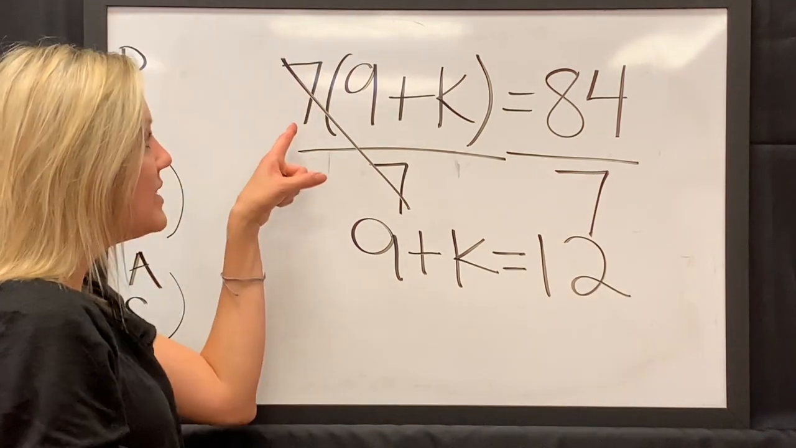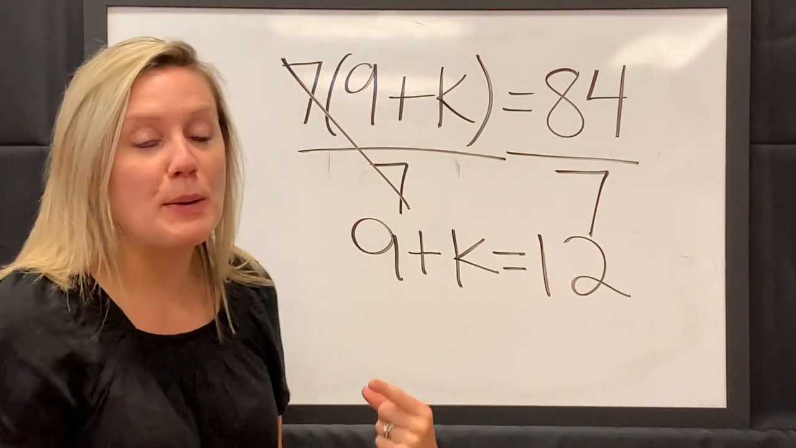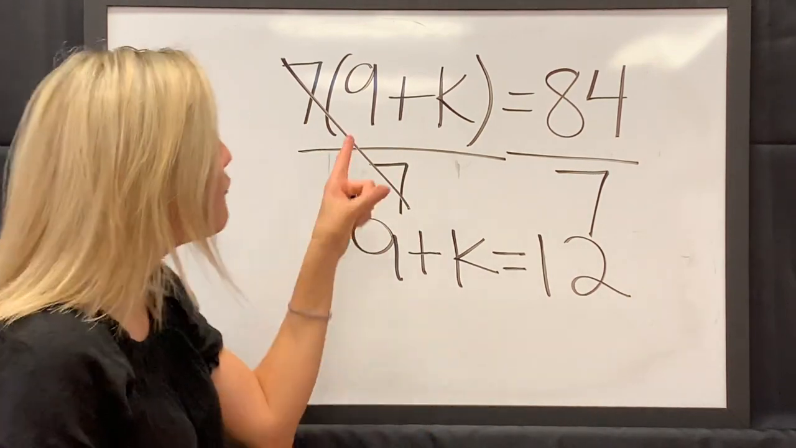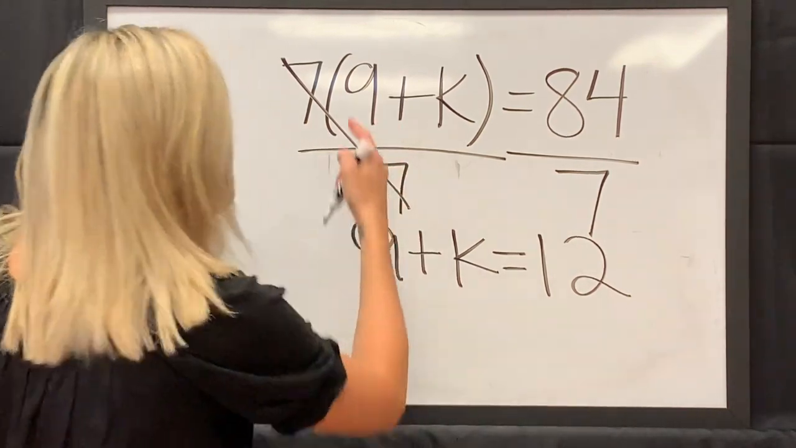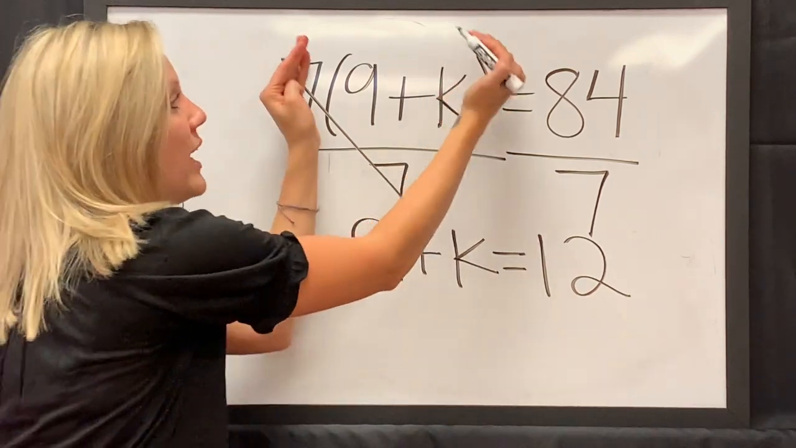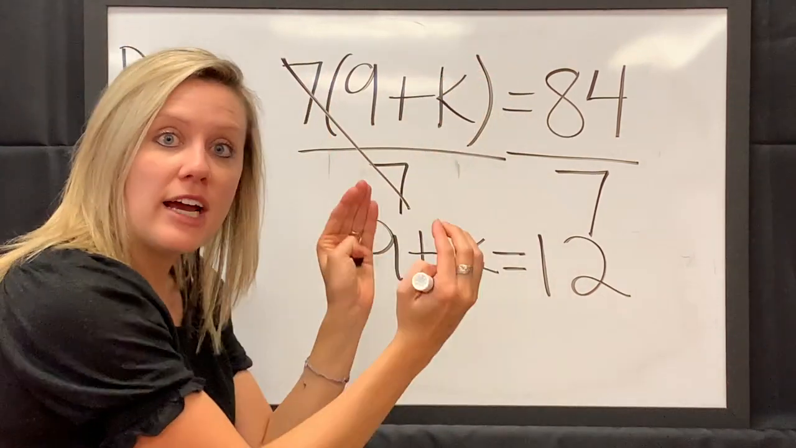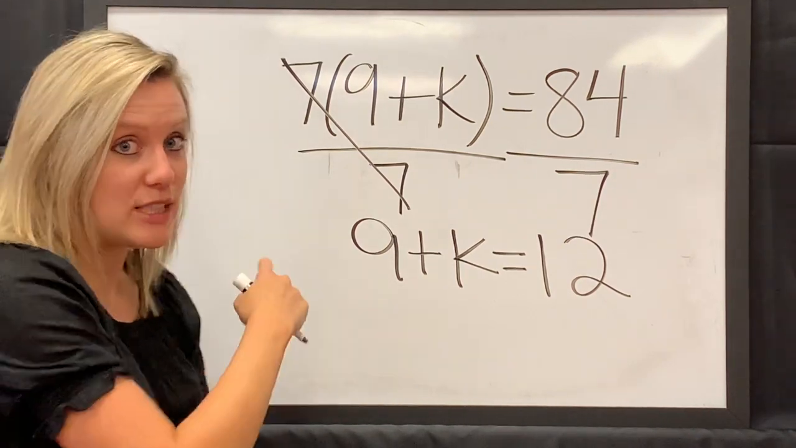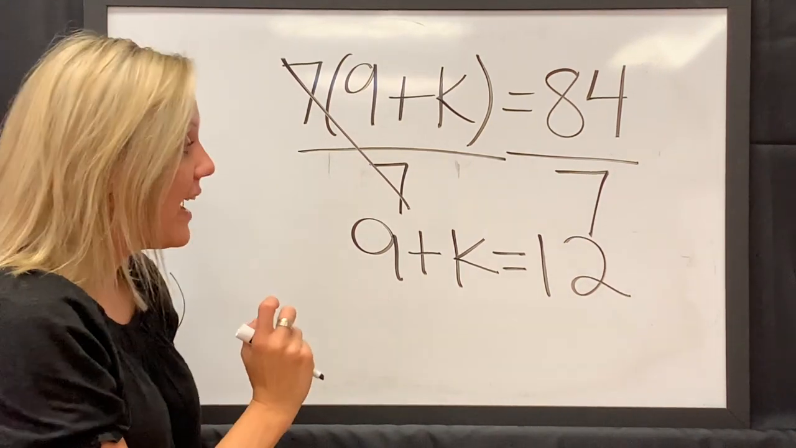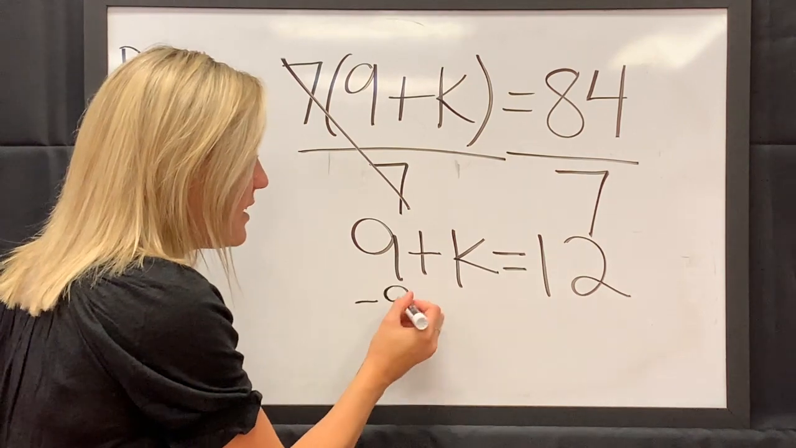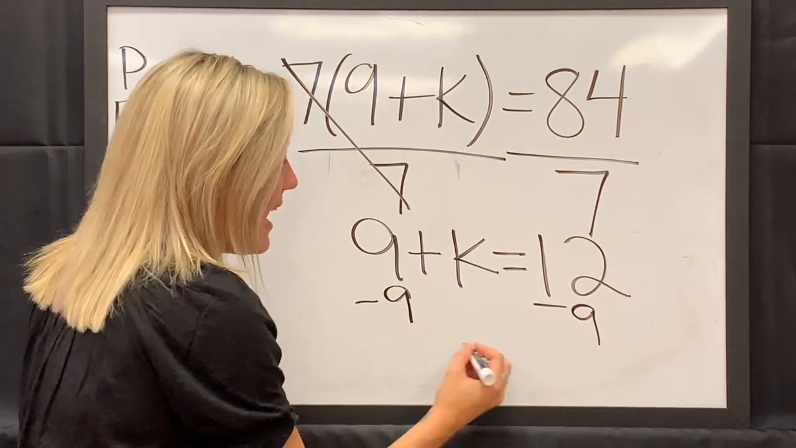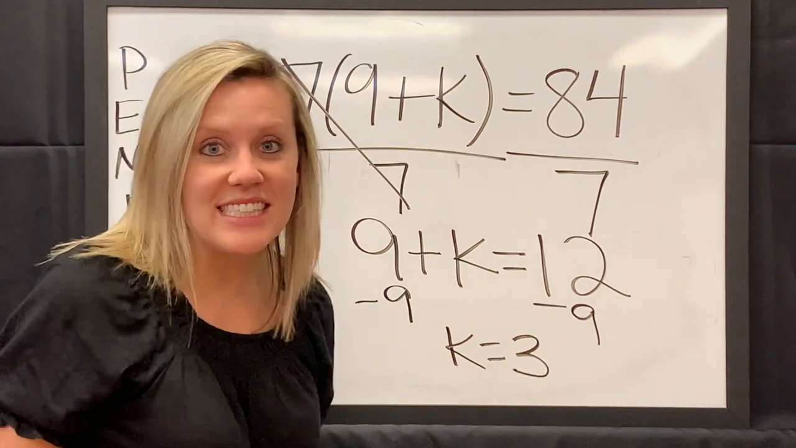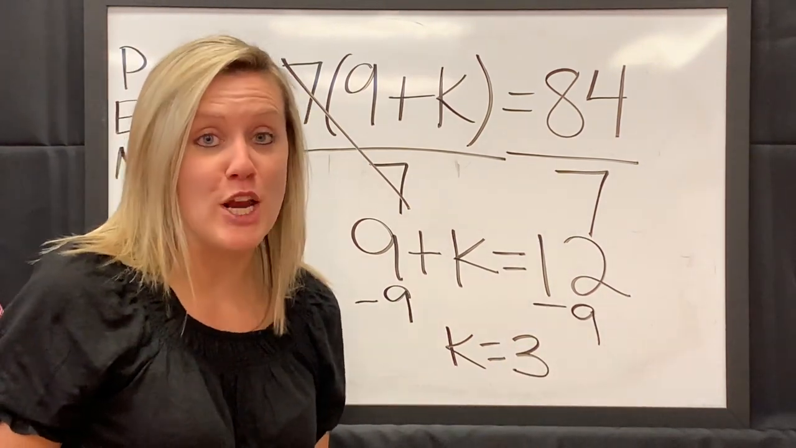Now, the reason I can get away with doing that division or getting rid of the multiplication before the adding and subtracting is because there are parentheses around my 9 plus k. They are together, and parentheses would technically come last if we did this opposite order, okay? So now I'm just going to subtract 9, and I will have k equals 3. And that's the same answer that we got last time, so we know it's right.